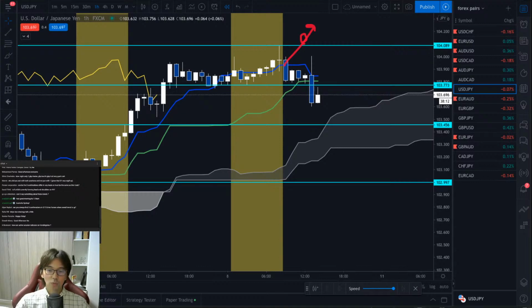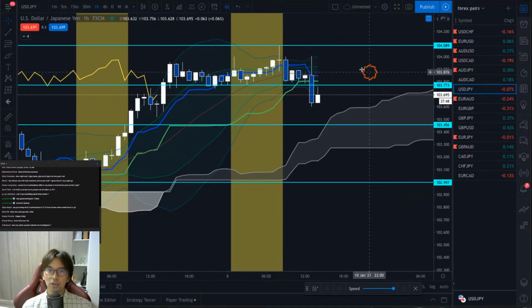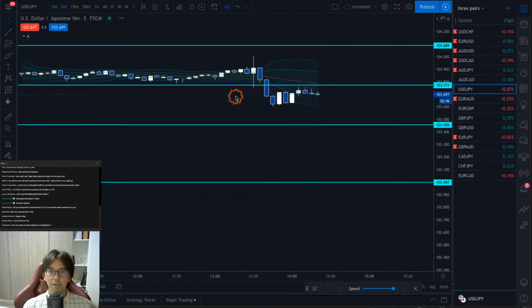Can you tell us about band walking? Band walking is when the market is in between the deviation 1, 2, and it happens in lower time frames. I actually take the lower time frame, and when the market is in between deviation 1, 2, that's band walking. So for example, in this chart, let's go to the 5-minute.